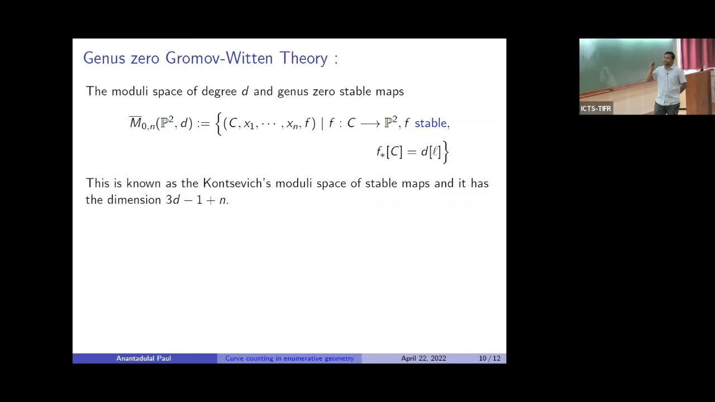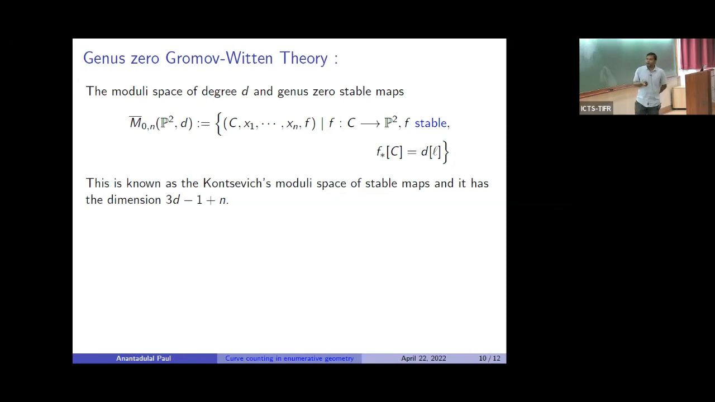C is the genus 0 curve, which, if you take smooth things, is topologically S2. Then n markings x1 through xn, and then the map C to P2. This is a degree d map, which means the pushforward of the class is d. And there is a technical condition, which is stability. If you parameterize all of this, you will get this moduli space.